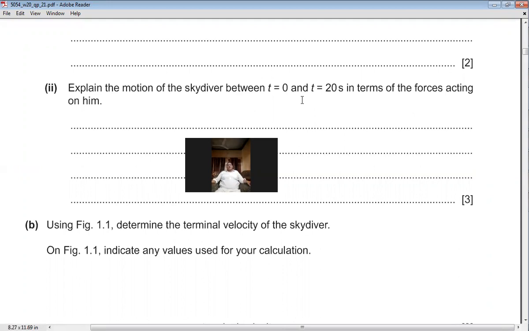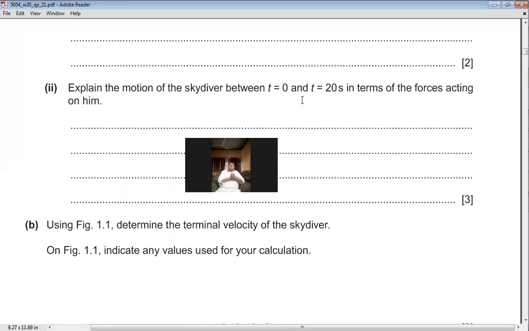So the resultant force will be equal to the weight, and it will be downward, and the acceleration will be equal to the g value. But then his speed increases. When his speed increases, the air resistance experienced by that skydiver will increase. And the air resistance will be in the upper direction, opposite to the weight. So the resultant force will be weight minus the air resistance.